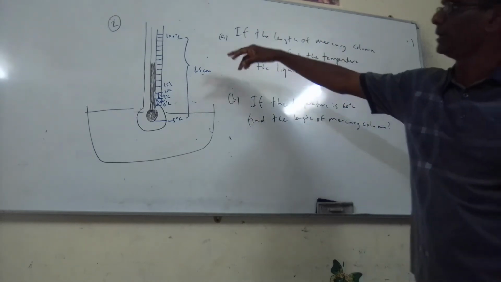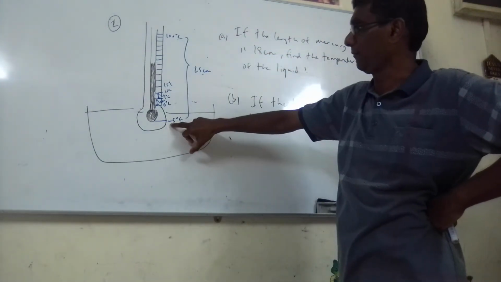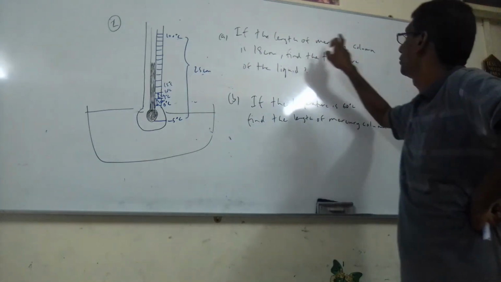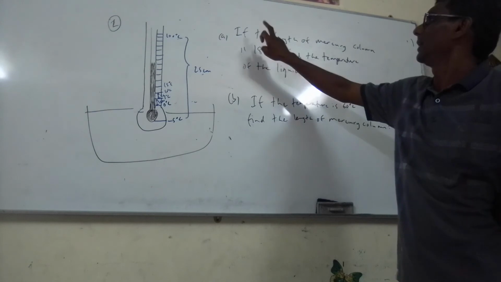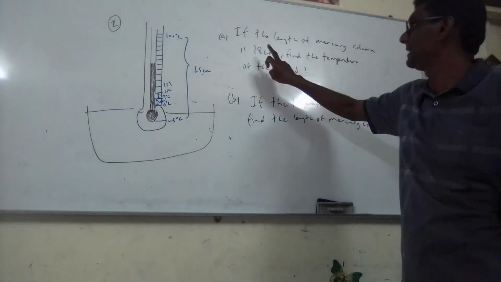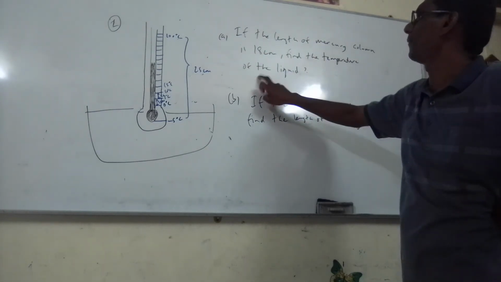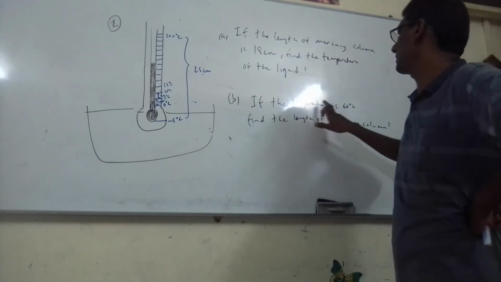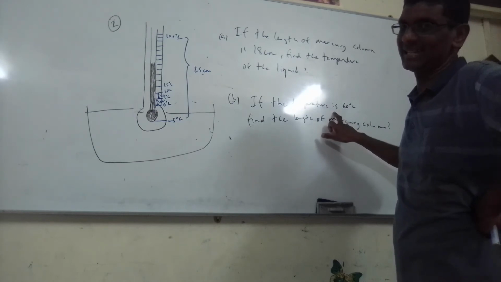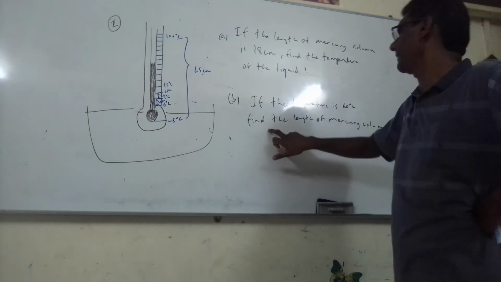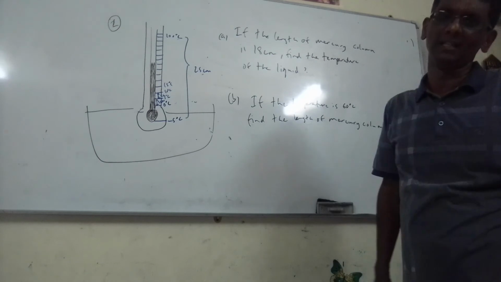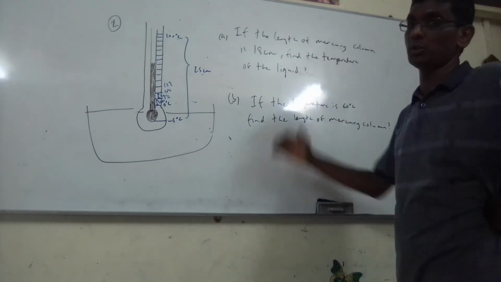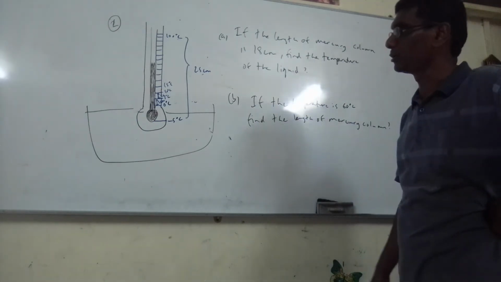Question 2, based on 100 to negative 5 is 25 cm. The difference is 25 cm. If the length of the mercury column is 18 cm, find the temperature of the liquid. Second question, if the temperature is 60 degrees Celsius, find the length of the mercury column. This is question number 2, you must do it as homework.